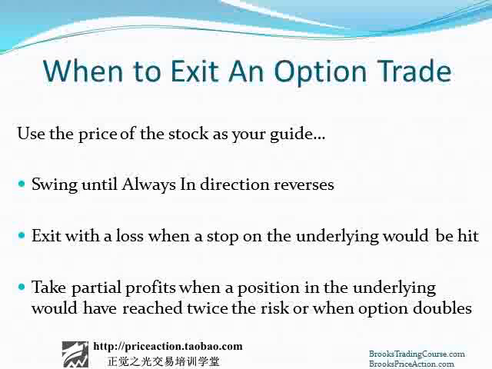So if you buy a call for $1 and it's now worth $2, take at least half off. If the underlying risk was, let's say, $1, and the underlying has moved $2, twice the size of the underlying risk, then you can take half of your option position off.